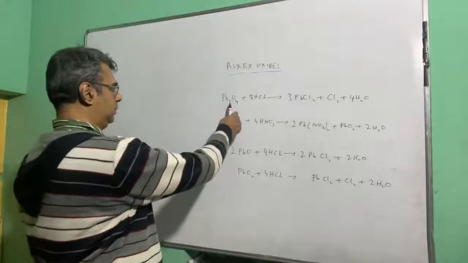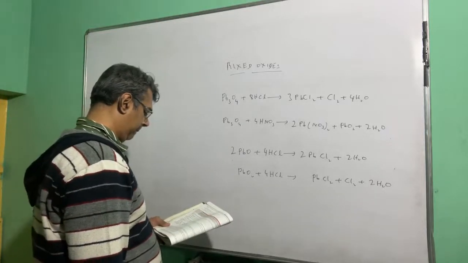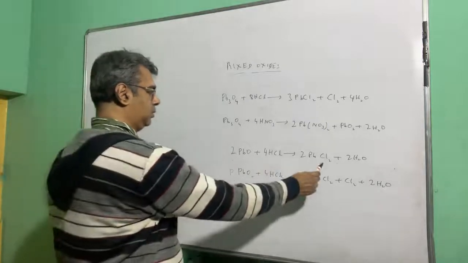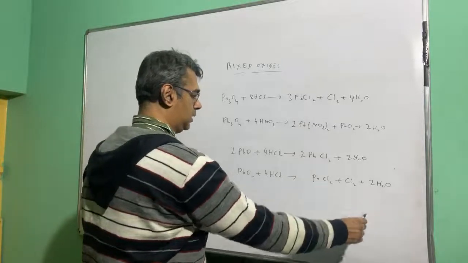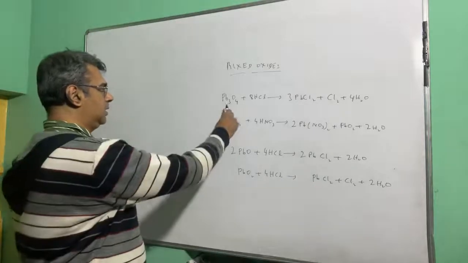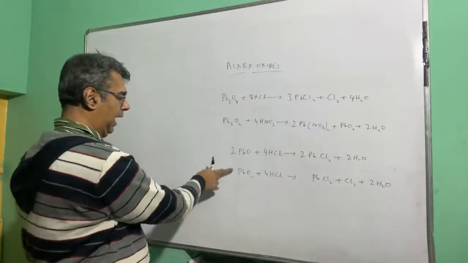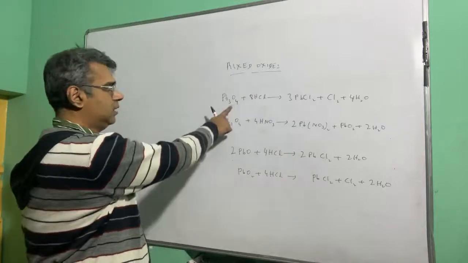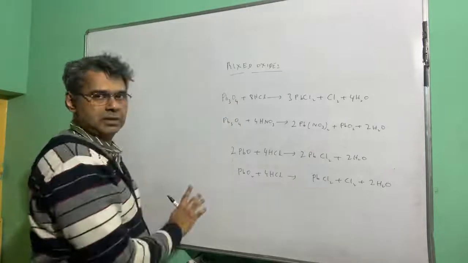I am breaking this Pb3O4 reaction like this, right? So 2PbO plus 4HCl is 2PbCl2 plus 2H2O, and PbO2 plus 4HCl is PbCl2 plus Cl2 plus 2H2O. So this reaction, I am breaking it into two parts. In fact, if you add these two, you will find it comes the same as this. Suppose if you add this plus this, it will come same as this, right?